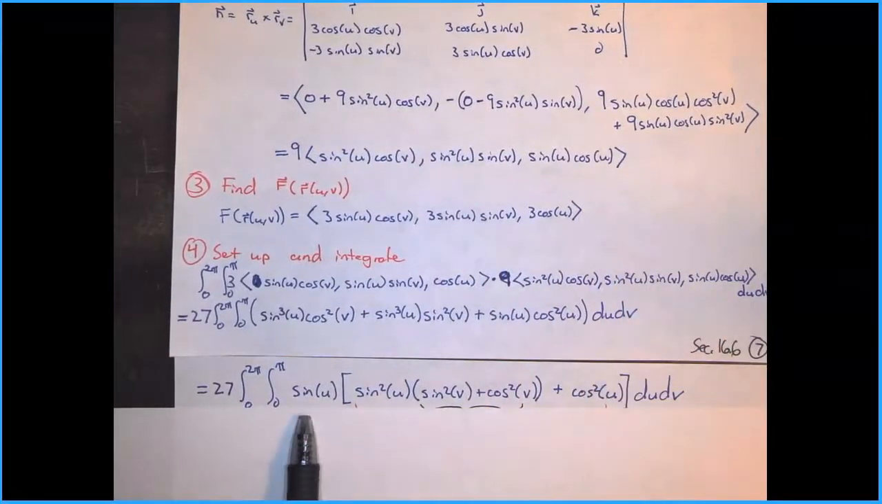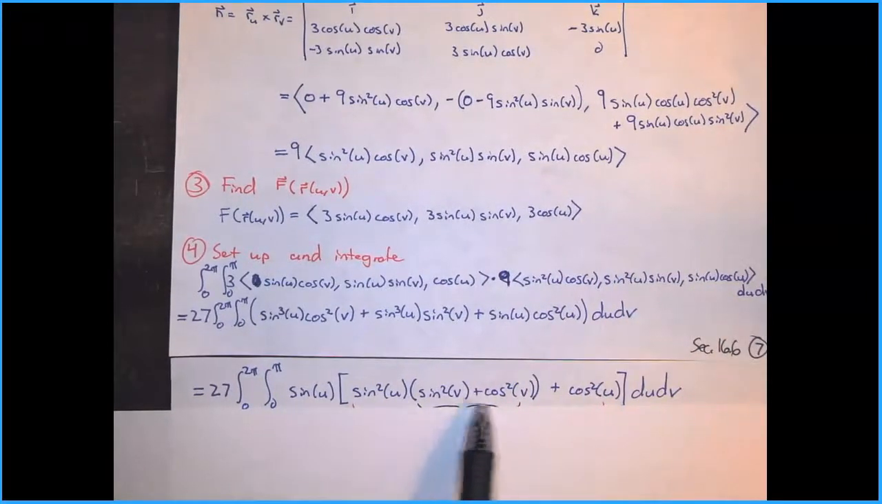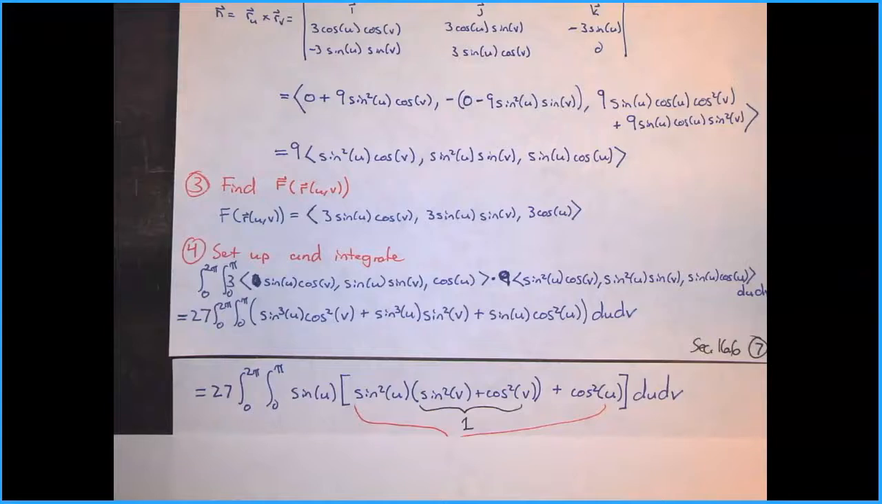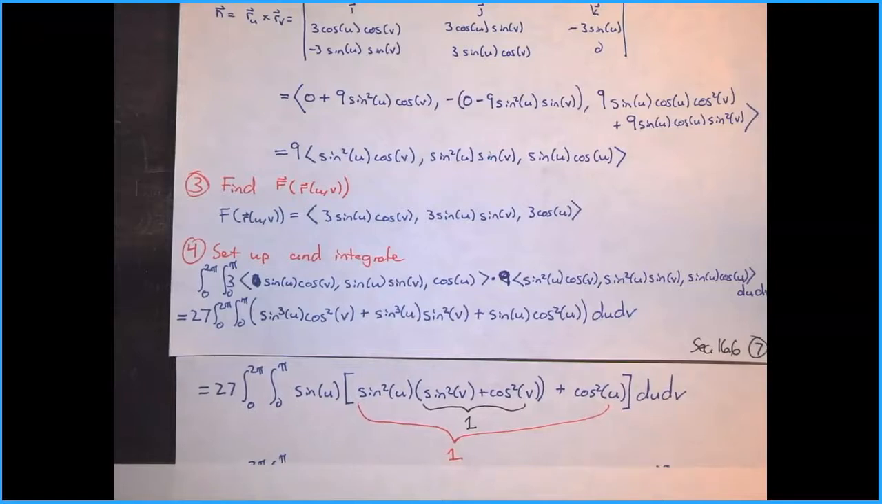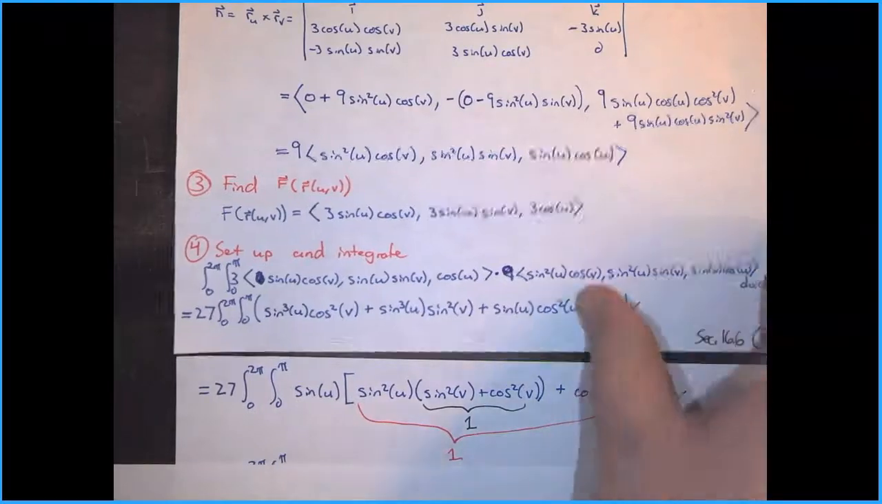Here's the sine u I factored out of all three terms. Then the first two terms I just factor out a sine squared u. So what's left is a sine squared v plus cosine squared v of the first two terms. That just gives me 1. And then what's left after I plug in a 1 here, I have sine squared u plus cosine squared u. Because when I factored out this sine u from the third term, all I'm left with is cosine squared u. But sine squared u plus cosine squared u is also 1.